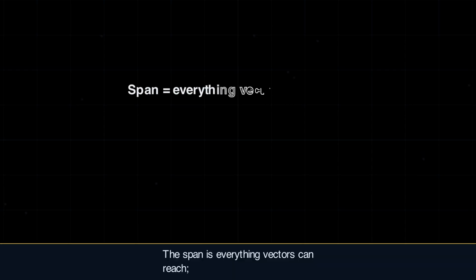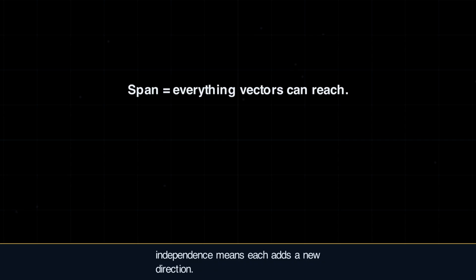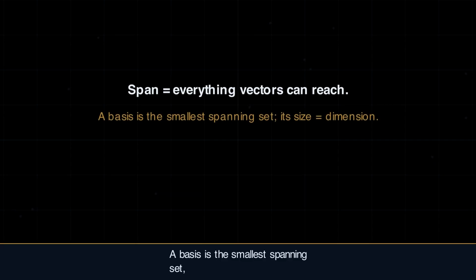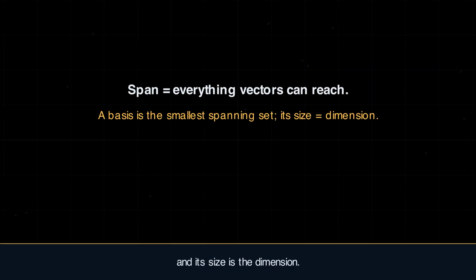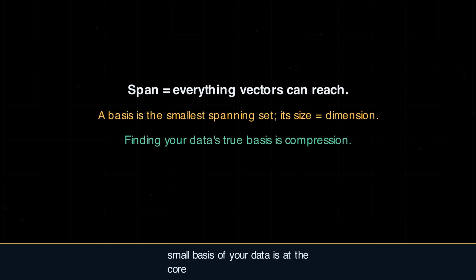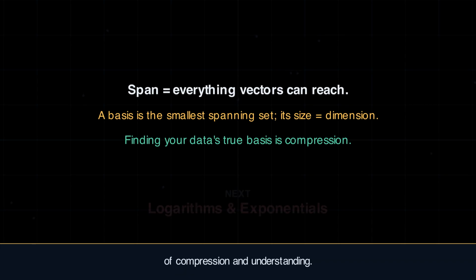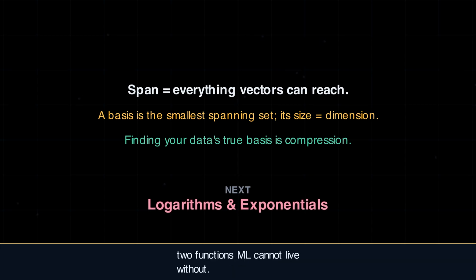So, vector spaces. The span is everything vectors can reach. Independence means each adds a new direction. A basis is the smallest spanning set, and its size is the dimension. And finding the true, small basis of your data is at the core of compression and understanding. Next, two functions ML cannot live without.